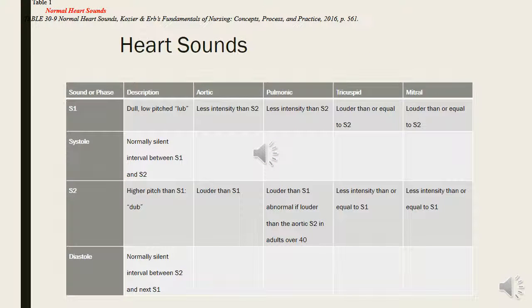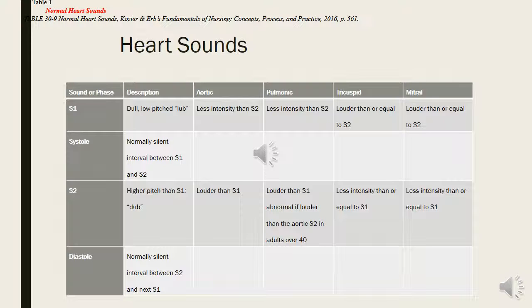Heart sounds are heard by auscultation, and if they are normal, the first 2 sounds heard will be the heart valves closing. Take your stethoscope, and everyone be very quiet. Place the diaphragm over your heart where you can hear the lub-dub. Listen for a minute. As you see on this graph, S1 is a dull, low-pitched lub, less intensity than S2.